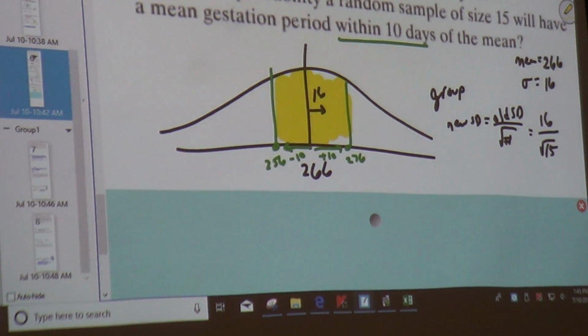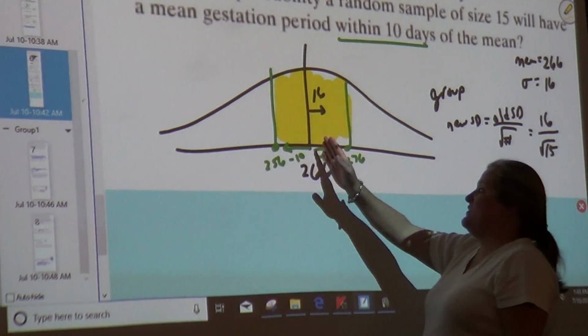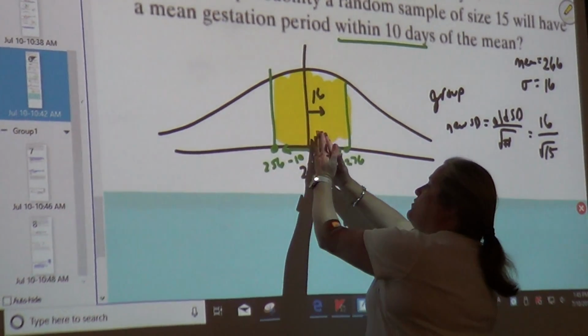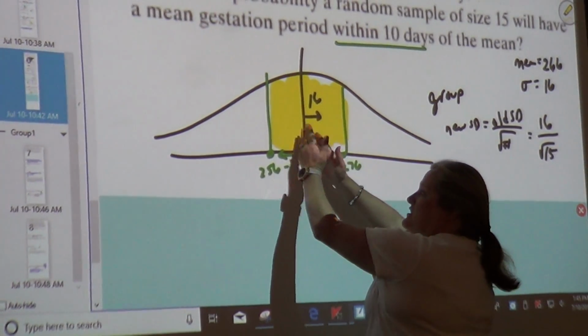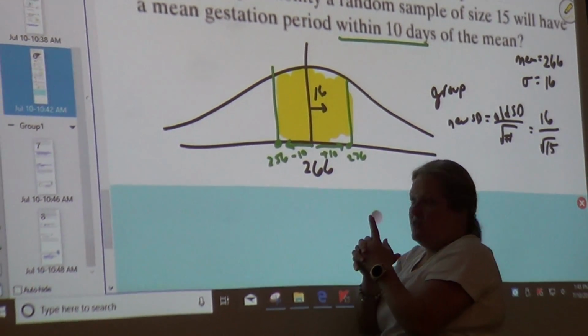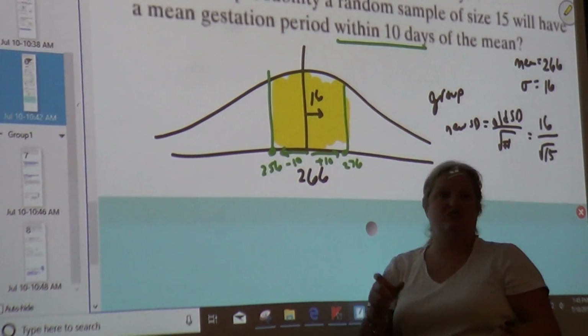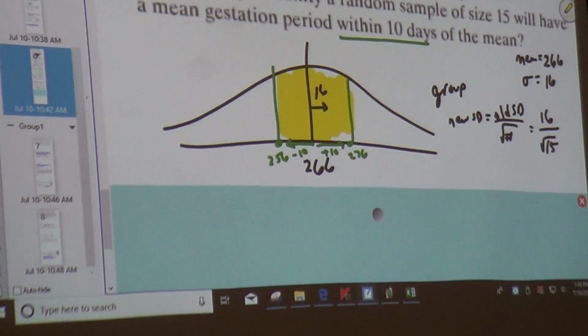So if I tell you to guess the price of something within 50 cents, you're going to go 50 cents above the price and 50 cents below the price. So if you're going to have a baby within 10 days of the average, you can have a 10-day baby after or a 10-day baby before. So 256 to 276 is going to be my dates.